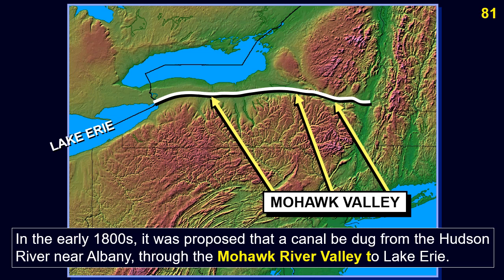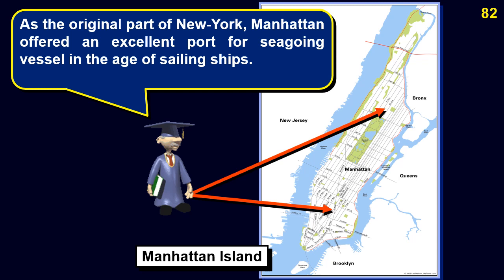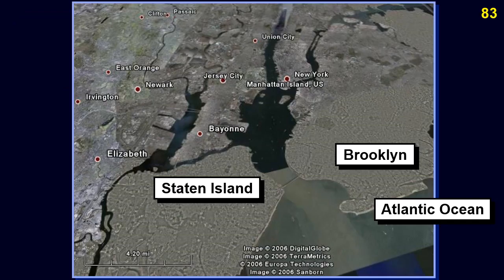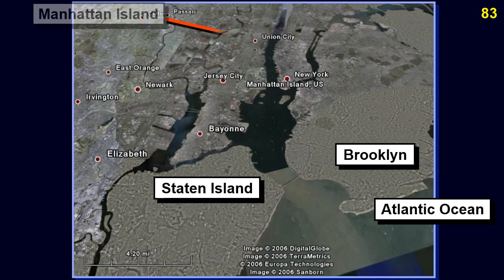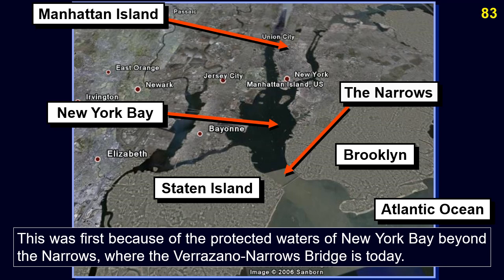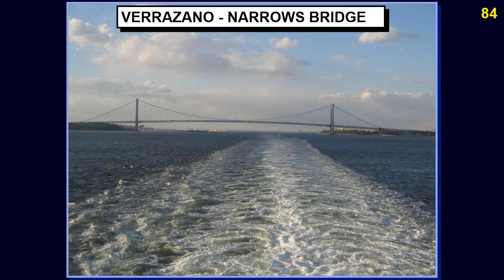As the original part of New York City, Manhattan Island offered an excellent port for seagoing vessels in the age of sailing ships. This was first because of the protected waters of New York Bay beyond the Narrows, where the Verrazano Narrows Bridge is today. This is the Verrazano Narrows Bridge looking back into the New York Harbor.